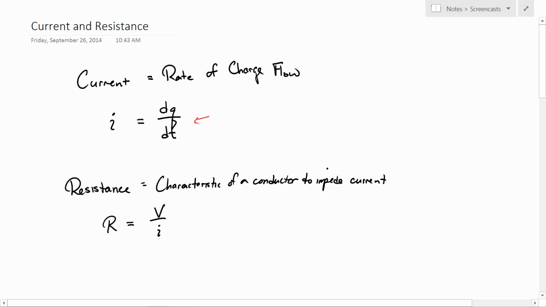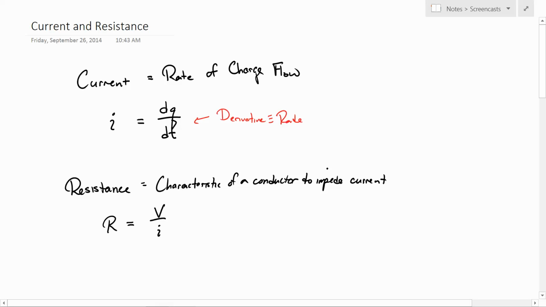Whenever we see a derivative, it basically always means that we're talking about rate. So dq/dt is the change of charge with respect to time. We're never really going to need to talk about this as a derivative, but in a calculus-based course, let's put a definition on the table that makes sense.